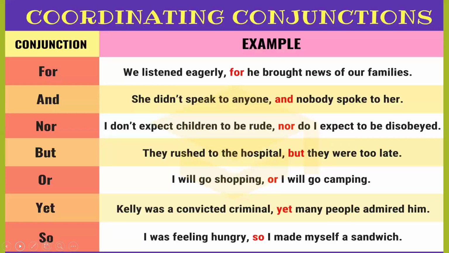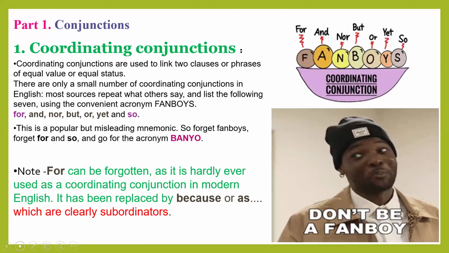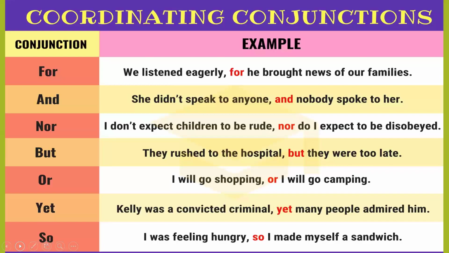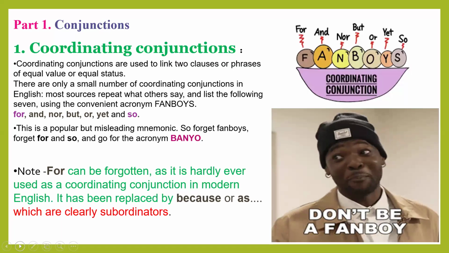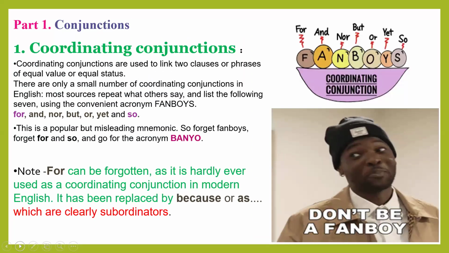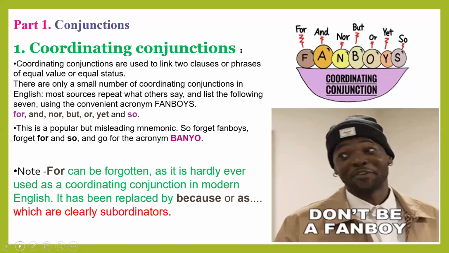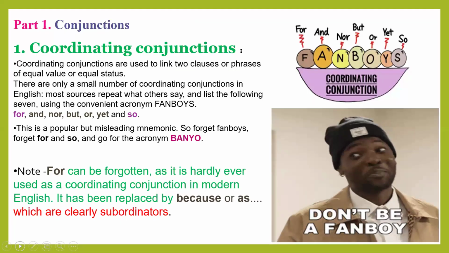Coordinating conjunction examples. We listen eagerly, for he brought news of our family. So for, what is the reason? For gives a reason why. She did not speak to anyone and nobody spoke to her. So and joins similar ideas. I don't expect children to be rude, nor do I expect to be disobeyed. So here, nor is the negative form of or.